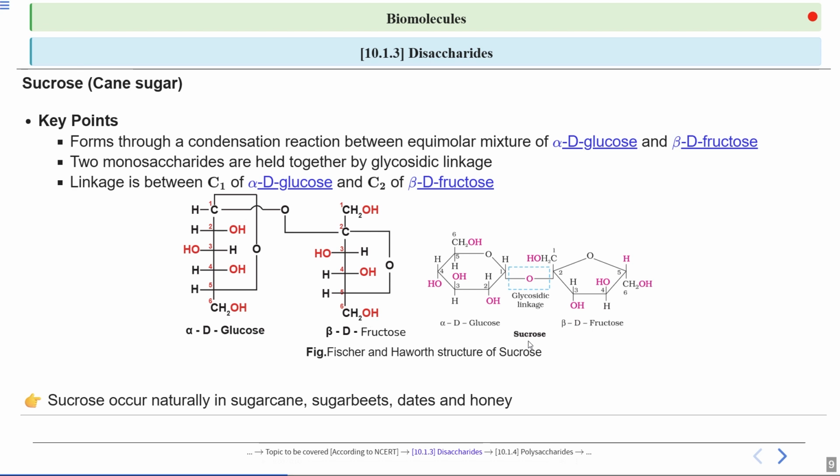Now if we talk about where sucrose is found in nature, then sucrose occurs naturally in plants like sugarcane, sugar beets, dates, and even in honey.